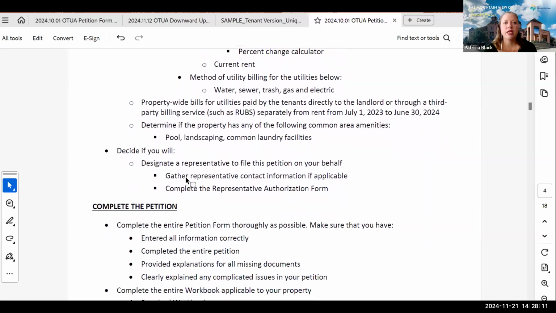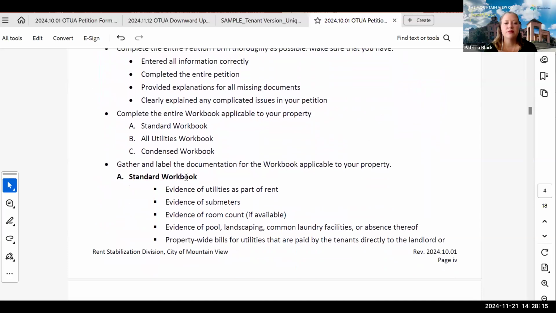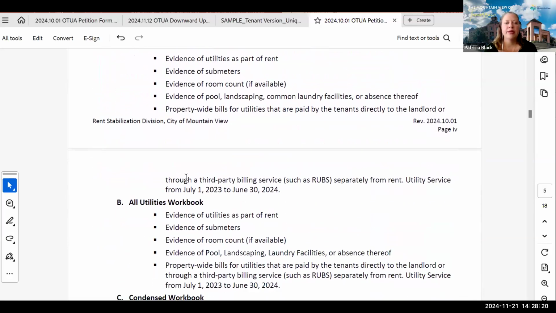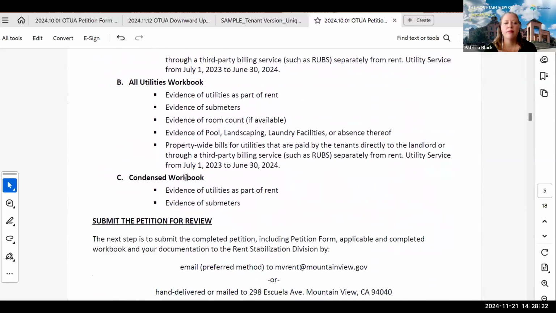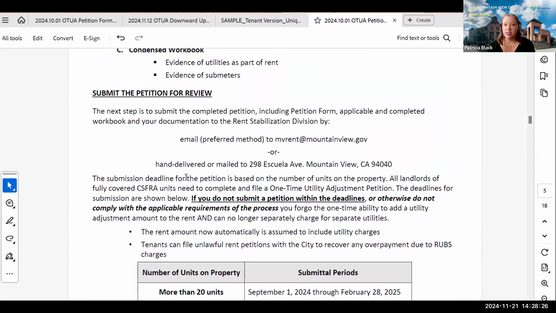All right, so then here we have how to complete the petition, what you need to do for that worksheet, the information that you need, and then how to submit the petition. So the petition submittal, again, it doesn't have to be perfect. You need to have tried to fill out both the petition form and the workbook.